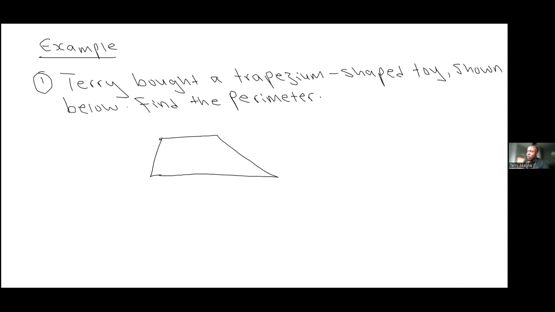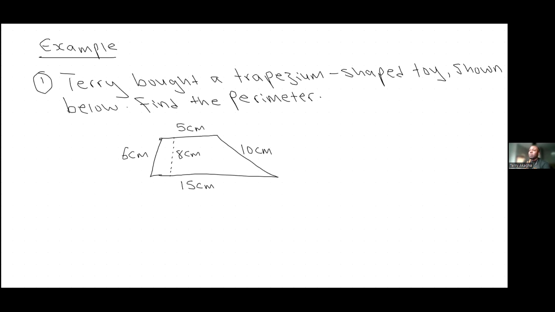So we're told the vertical height of the toy was 8 centimeter. The first one here was 5 centimeter. We have the other parallel side to be 15 centimeter. We have the two non-parallel sides, one is 10 centimeter and the other one is 6 centimeter. And we're told to find the what?